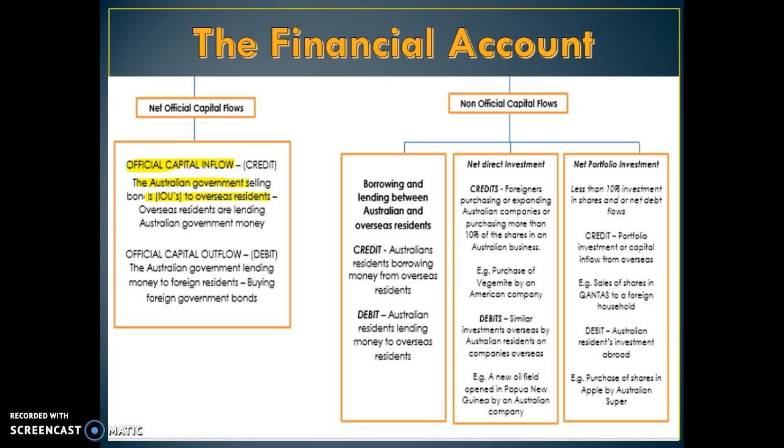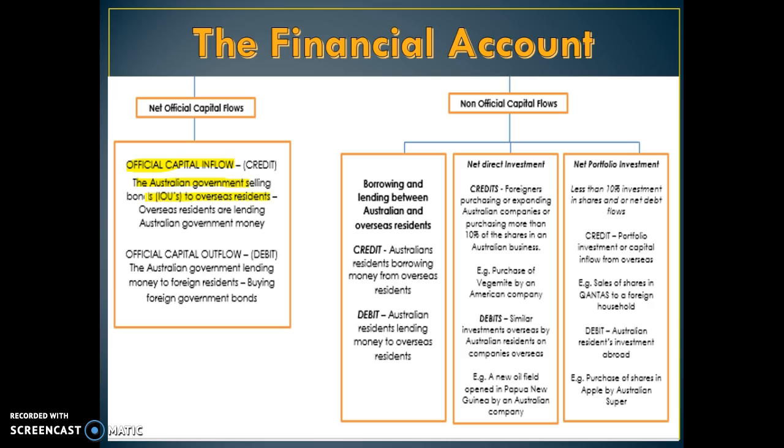Official capital outflow is whenever the Australian government lends money. So it has to be the Australian government. For example, if a private business was to lend money to, say, the Chinese government, that would still be non-official capital flows because it's not associated with the Australian government.